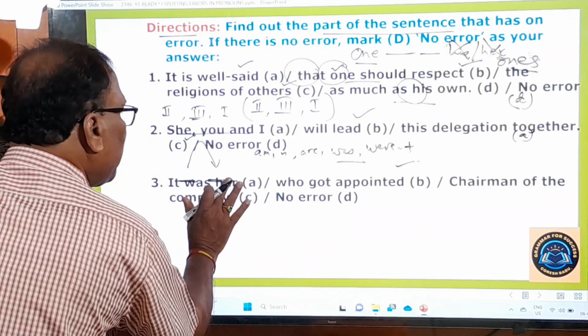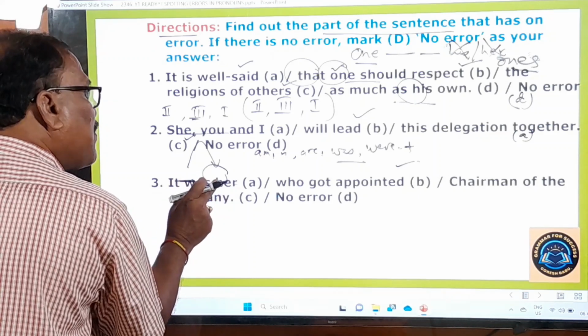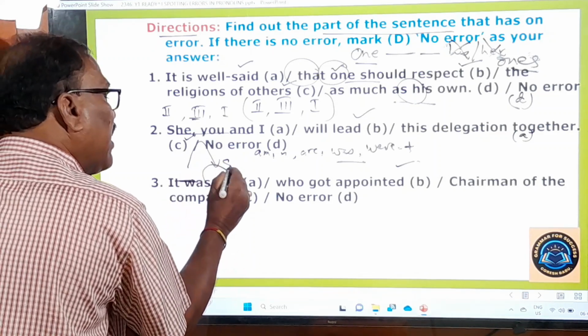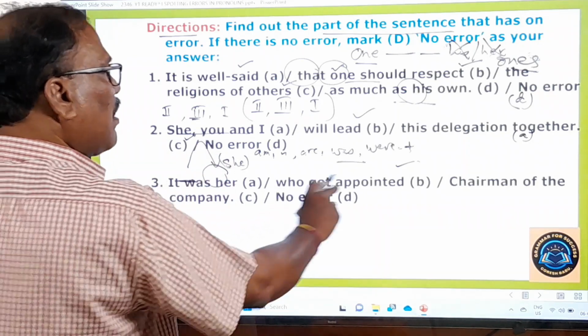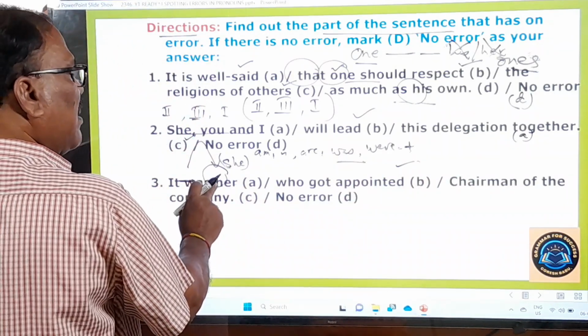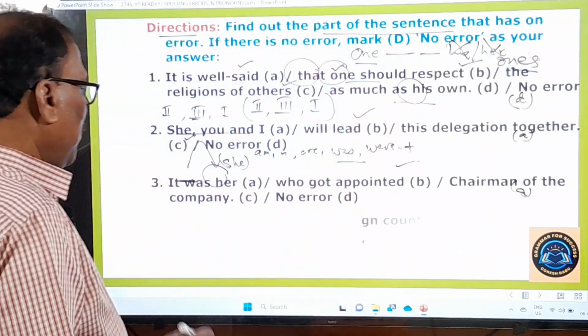Here, an objective case pronoun is used. That's why this part is a mistake. What is the subjective case pronoun of this objective case? She. So it should be there. It was she who got appointed chairman of the company. It must be like this. But here it is like that, that's why A part is again a mistake part. Okay, and you go to the next one.